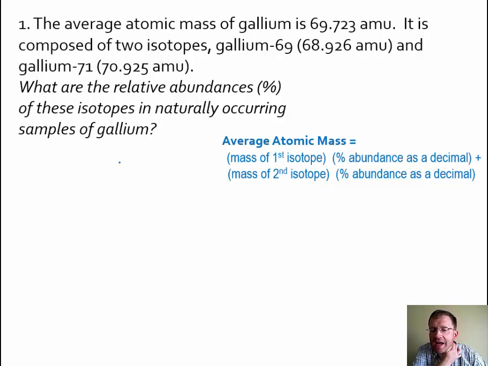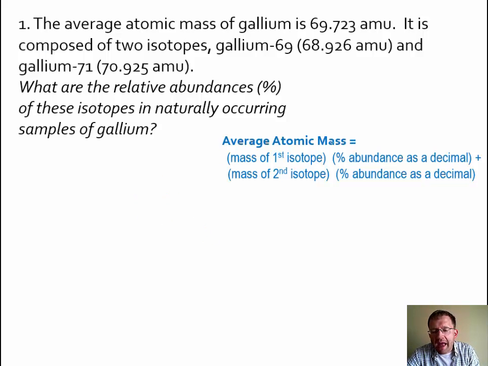So the question asks, what are the relative abundances? In other words, what are the percentages for these isotopes in naturally occurring samples of gallium? So if I went out in the world and found a sample of gallium, or a bottle in the stockroom, in that bottle of gallium, we're saying there would be two isotopes of it, gallium-69 and gallium-71, with the masses you see here. The question's asking what percent of that gallium would be gallium-69 and what percent would be gallium-71. So we're going to work through that same equation, but in a little different way.